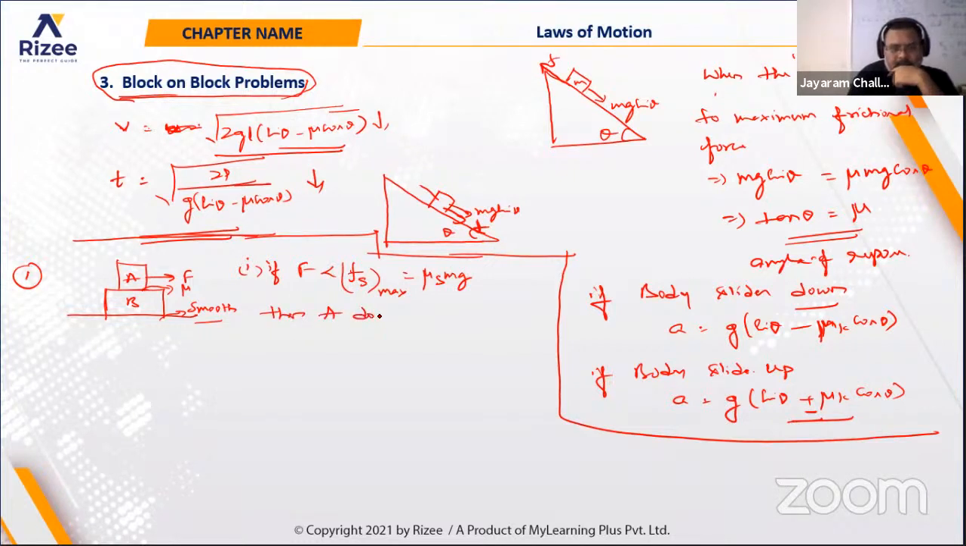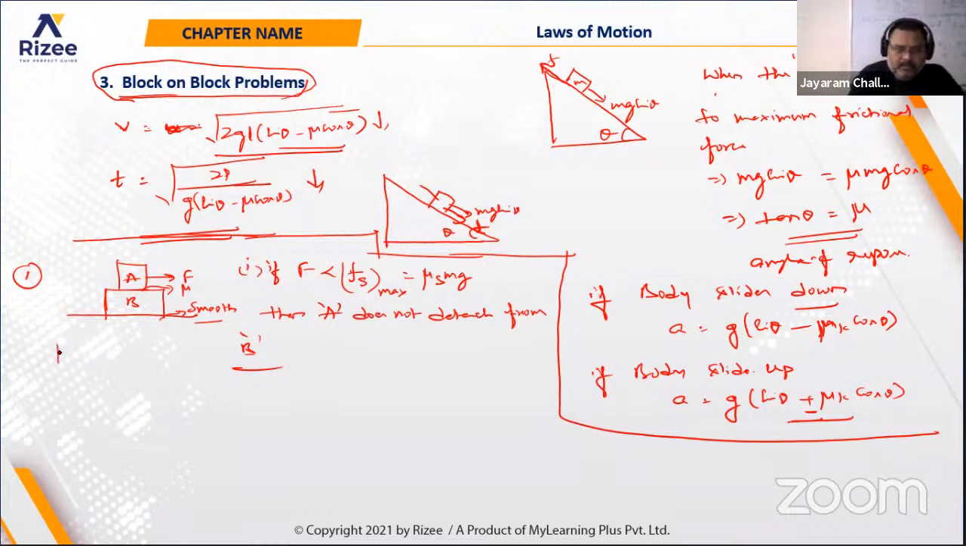A does not detach from B. So A will not detach from B here, and both will move with the same acceleration. Okay, so what will be the same acceleration?